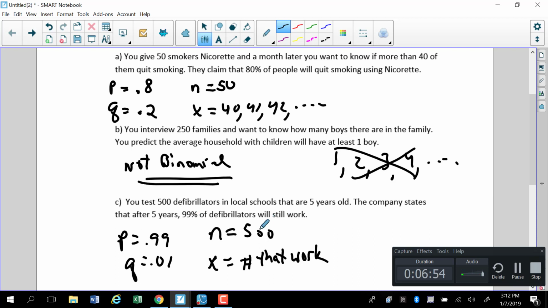This one here, again, is a little bit similar to the first one, similar to the jury selection problem that we did, which is 99% of the defibrillators still work. So that's the probability of success. The failure is that 1% do not work. We have a sample size of 500, and what's the probability that none will work, 1 will work, whatever number that is, we can put that in there for X. So this is a good sample problem for you guys to work through.